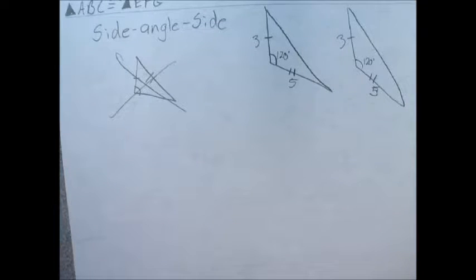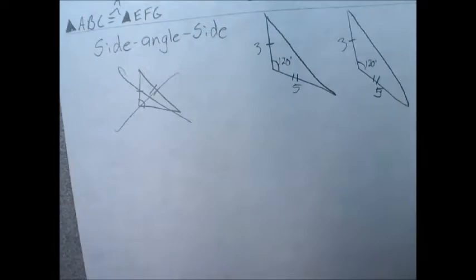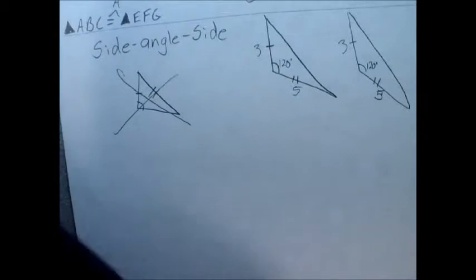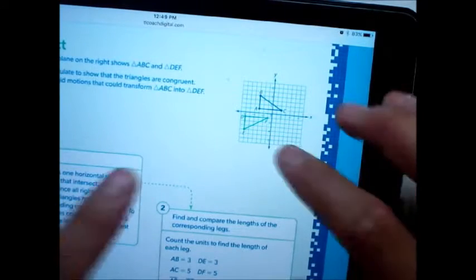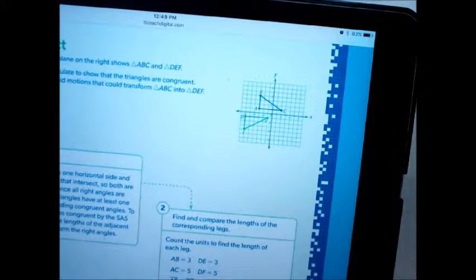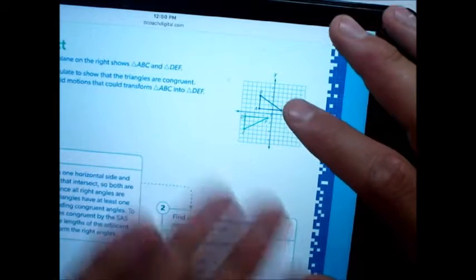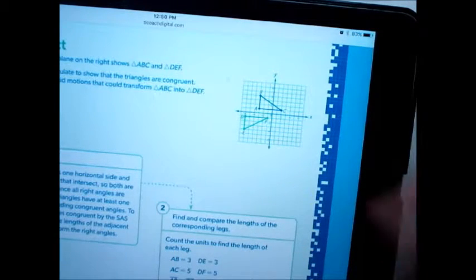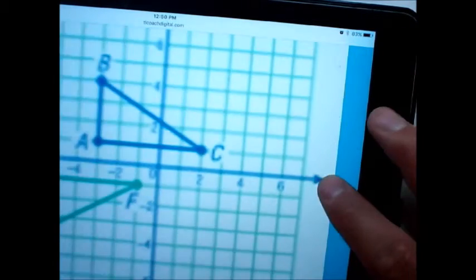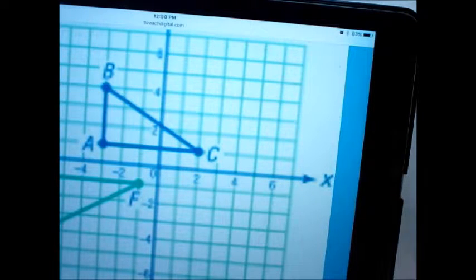Alright, flip your page if you have not done so already. We are going to use this coordinate plane that is located right there on the next page. Alright, see if we can get it. Coordinate plane at the right shows triangle ABC and DEF. Use side angle side postulate to prove that these two triangles are congruent. Then identify the rigid motions that could transform them. So remember, rigid motions were our rotations, our translations, our reflections, etc.